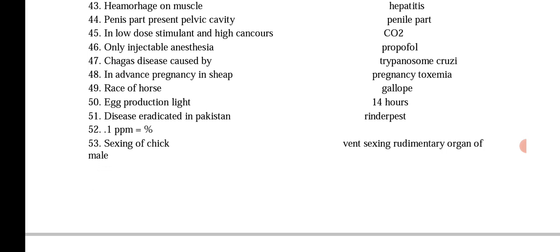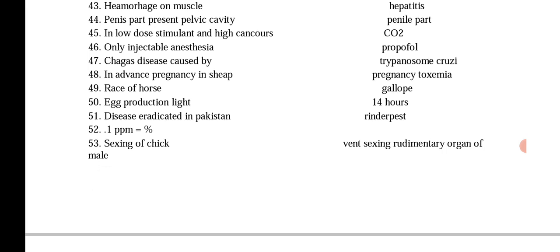There are four types of walking or running patterns of horse, but the most speedy form is gallop. Egg production requires 14 hours of light. The 14 hours are compulsory to let the pineal gland interact with melatonin for the production of X. I do not know whether the interaction is positively or negatively related, but the secretion of melatonin from the pineal gland is regulated by day length, which is responsible for X production in layers. Disease eradicated in Pakistan is rinderpest.